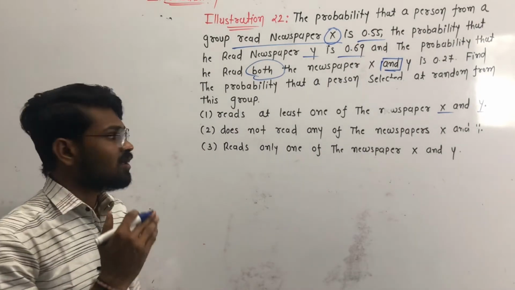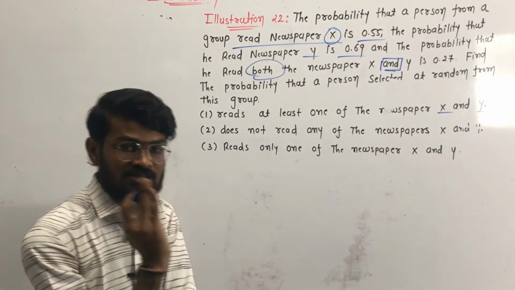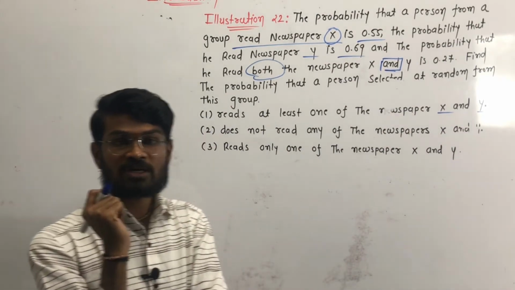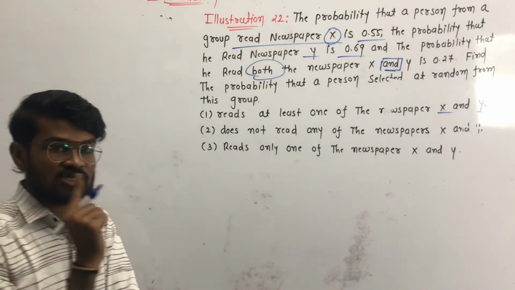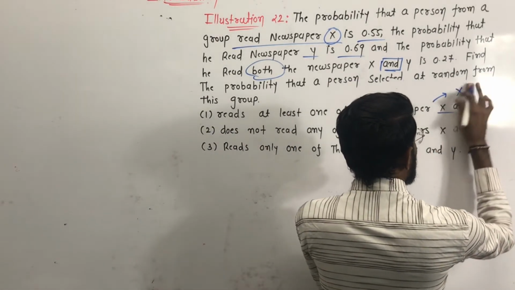At least one newspaper must be read. The person may read X, or may read Y, or may read both X and Y. Clear? So this event is called the union of events A and B.